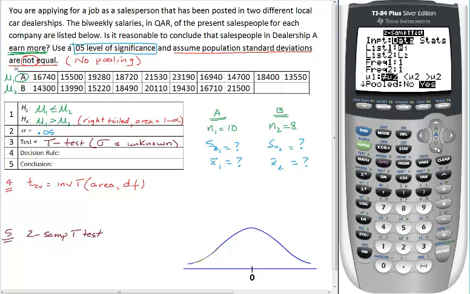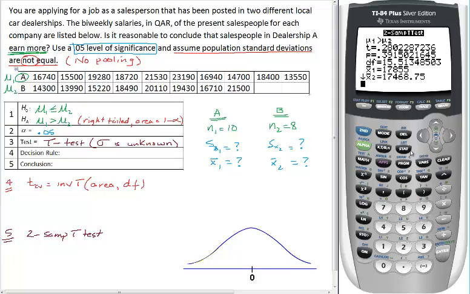So let's go down now. What type of tail test are we doing? We're doing a right tail test, so greater than, hit enter, and we're not pooling the data. So say no to pool data. Enter. Now go down to calculate.